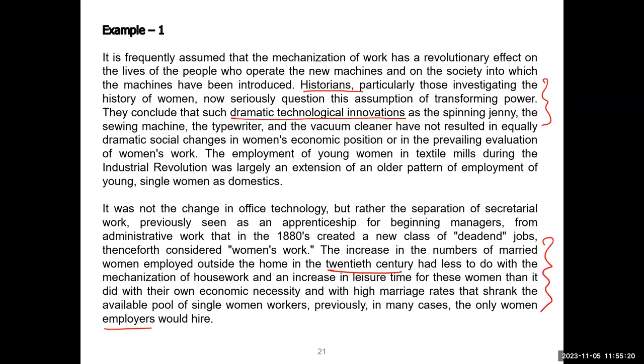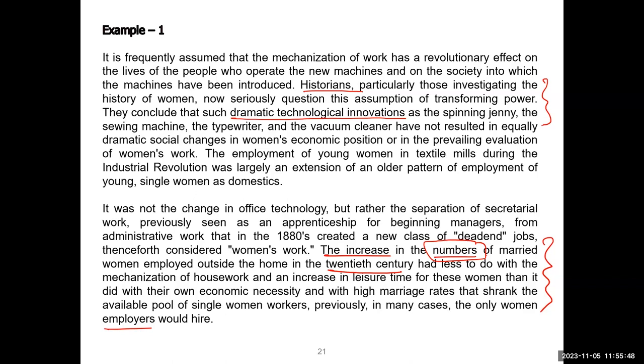If I read this, what is it saying? The increase, I'll start from here. The increase in the numbers of married women. Now, numbers, even though we follow British English and we think that this word is wrong, Americans consider it to be correct. So this is an American exam. So many times you will find this word numbers.